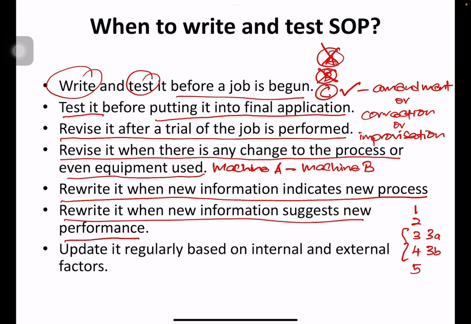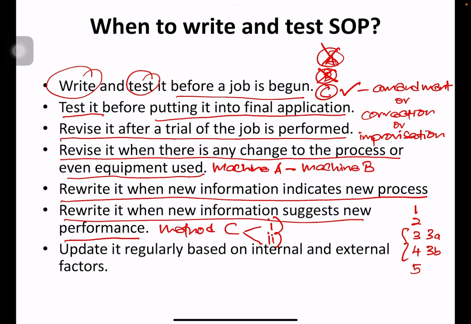You need to also rewrite it when new information suggests new performance. For instance, if you use method C before this, you will get outcome number 1. If you're using the same method but because of different raw materials, for example, you're going to get a new outcome, which is number 2. Then you have to write back your SOP.